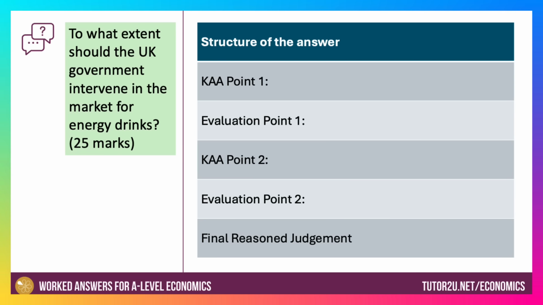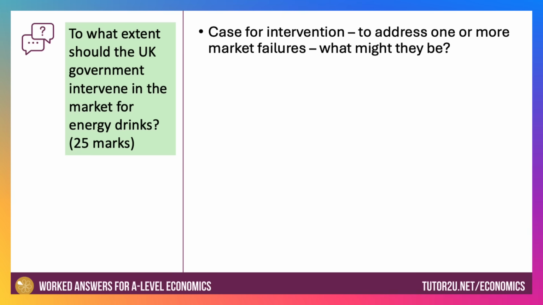So when you're structuring a 25 marker, this is what I would suggest you do. Other teachers may have different ideas, but these are just Geoff's suggestions. A 5-paragraph answer: KAA point 1, then evaluate, KAA point 2, then evaluate, and then critically, we are looking for a final reasoned judgment. The question is, should the government intervene in these kind of markets?